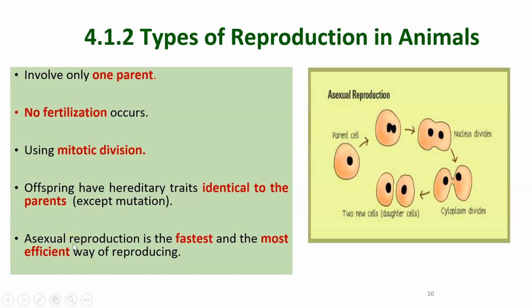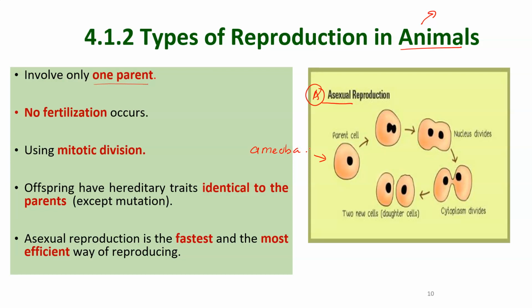Now we are going to look at reproduction in animals. Animals can undergo both, depending on the organism, depending on the species. They can undergo both asexual reproduction and also sexual reproduction. We are going to look at asexual reproduction first. It only involves one parent. As you can see here, from one cell, we can assume this is maybe an amoeba.